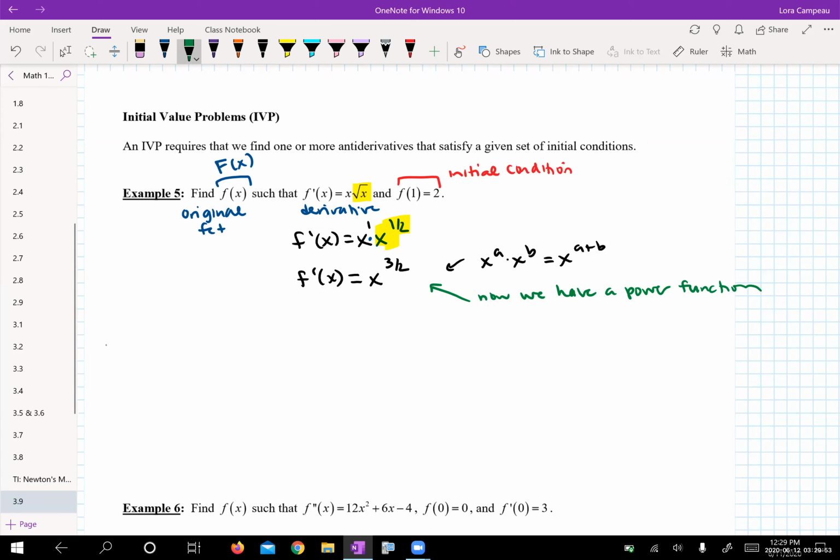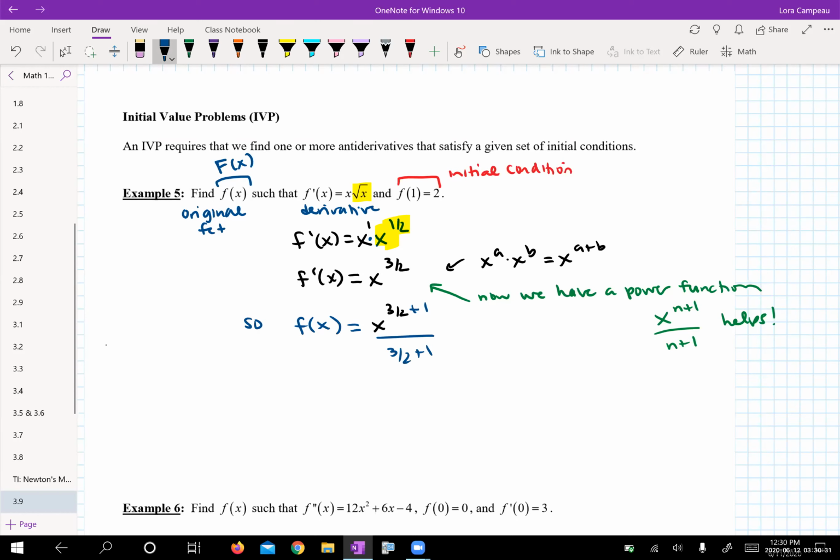And we know once we have a power function, the whole idea of x to the n plus 1 over n plus 1 is going to be helpful. So this is going to allow us to find our antiderivative, or the original function. So this will give us f of x is going to be the same thing as x to the 3/2. And remember, with the power rule, what do we do? We add 1 and we divide by that same expression.